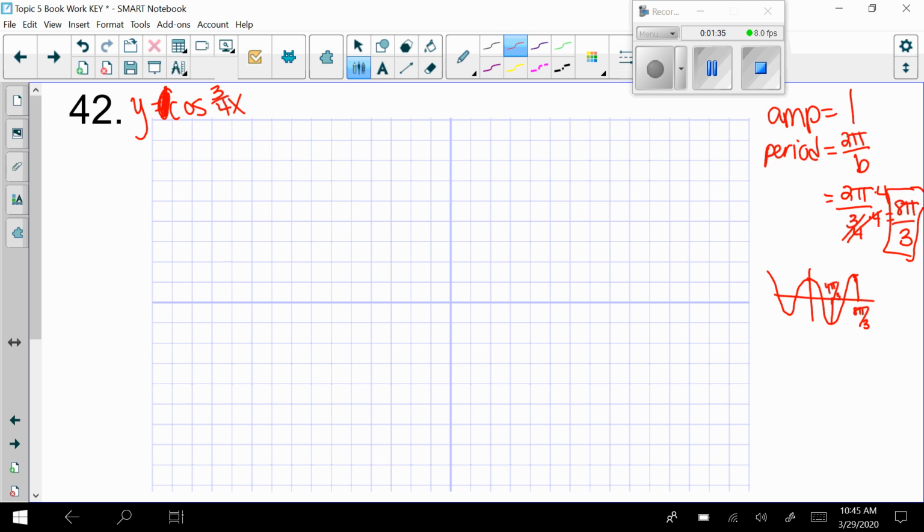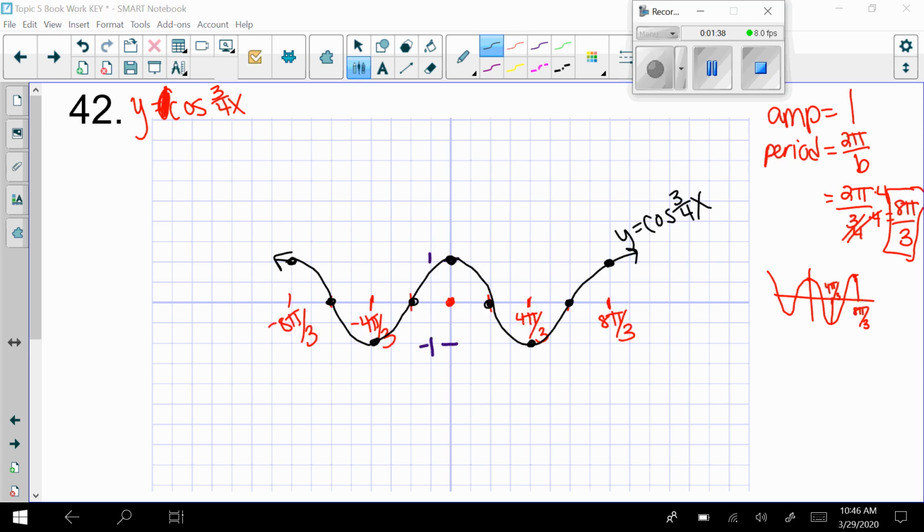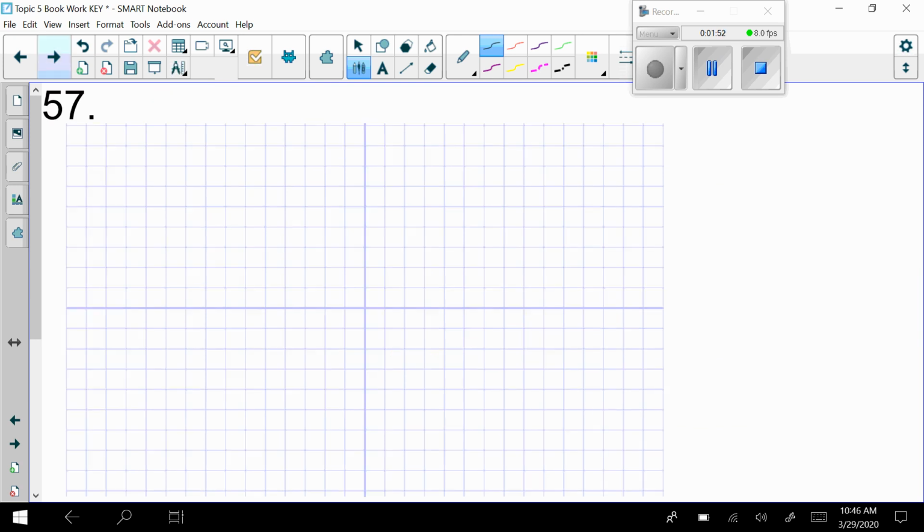Okay, so I'm going to pause it and graph it and see if you guys can do it. So there's your answer. Pause it. I'm going to check it out. Again, period. I know that's how long it's going to take to get through one cycle, and then I just took half of that. So 4 pi over 3 would be half of 8 pi over 3 to do my scale. Moving on, next one.